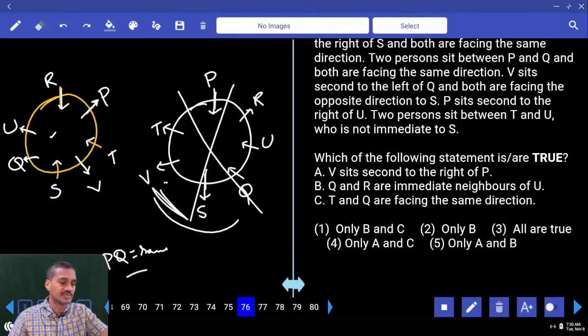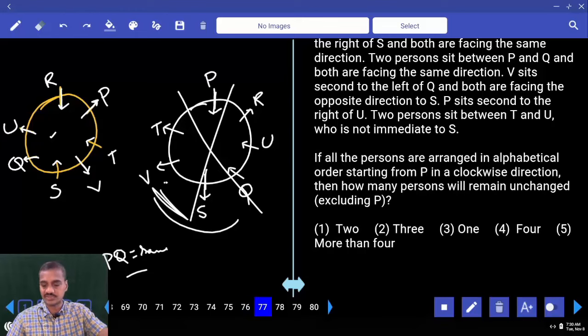V sits second to the right of P, definitely true. Q and R are immediate neighbors of U, definitely true. T and Q are facing the same direction. Now that is false. And so only A and B, choice 1 for question number 76.